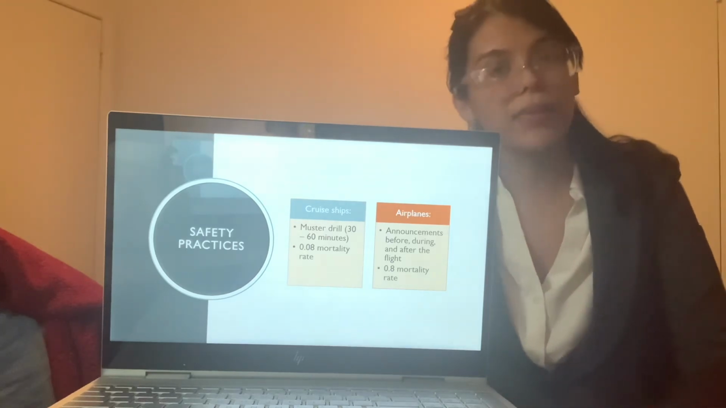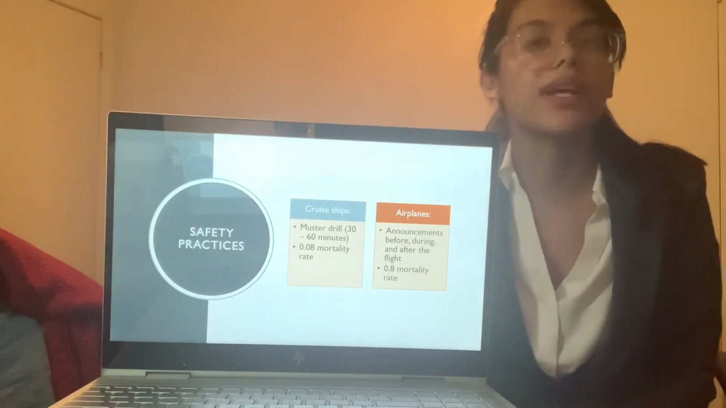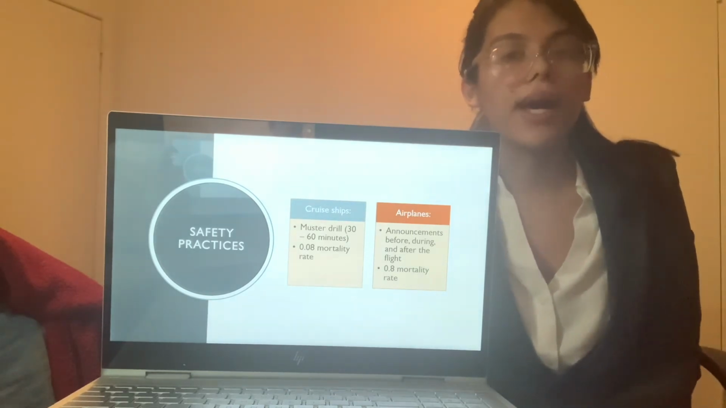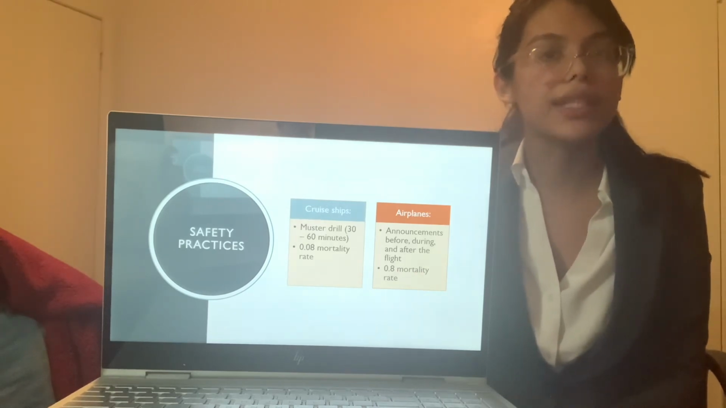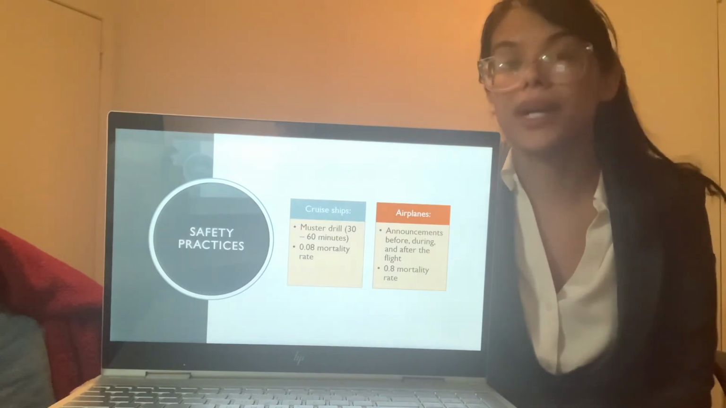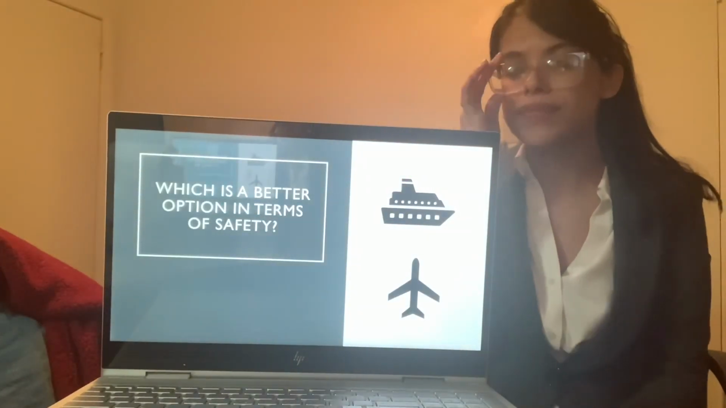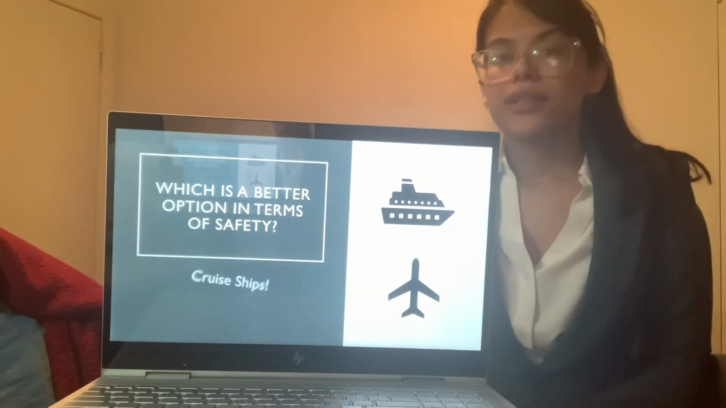The mortality rate for a cruise ship is very low at 0.08, and this is the percentage out of 100. The airline mortality rate is 0.8, and you can clearly see that the mortality rate for airplanes is higher by 10 times. So which is the better option in terms of safety? Cruise ships.